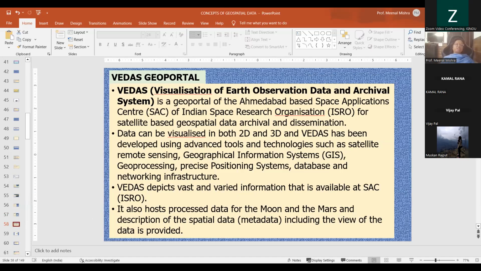The full form of Vedas is Visualization of Earth Observation Data and Archival System. It is the geoportal of SAC, that is the Space Applications Centre of ISRO, based at Ahmedabad.